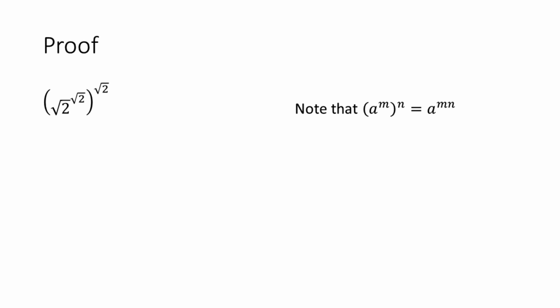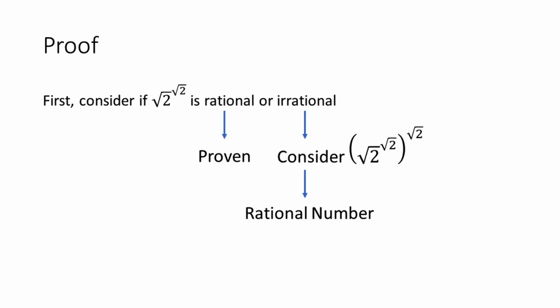Therefore, we might rewrite n into the form on the board. Then, with some simple calculation, we can get the final answer of n is 2. Then, since we evaluate n and get 2, which is a rational number, we can conclude that if root 2 to the power of root 2 is irrational, this irrational number raised to the power of root 2 is rational.